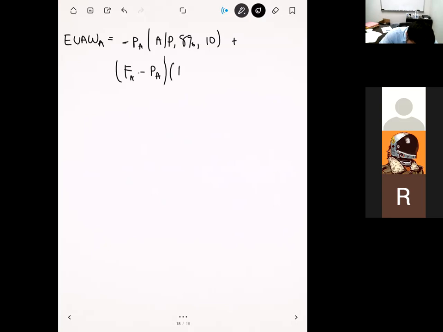Let's apply a P over F, 8% and 7 years. We're moving this amount of money back to the present day. Then we're going to convert this to a uniform series across 10 years, right? And so we're going to apply the same A over P, 8% and 10 years.